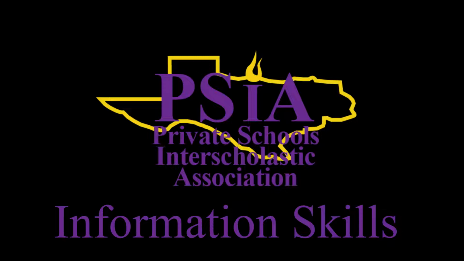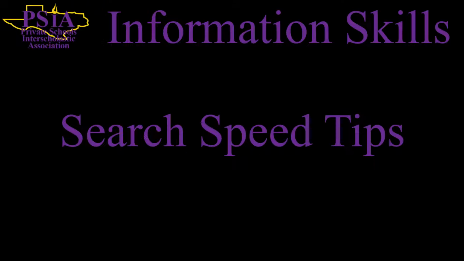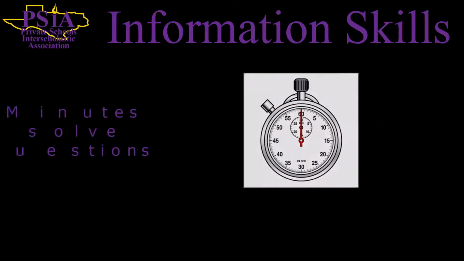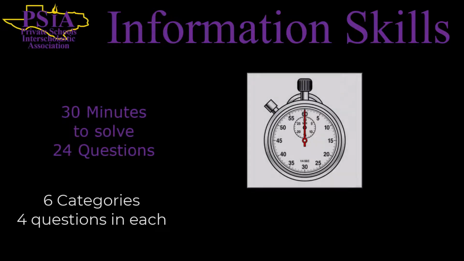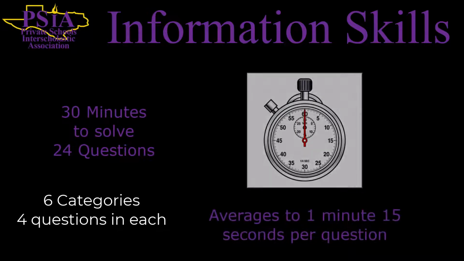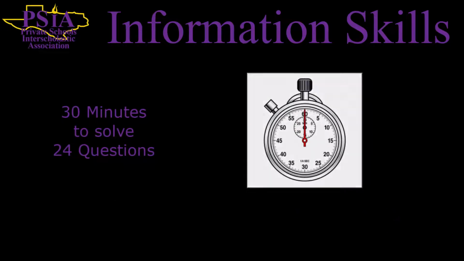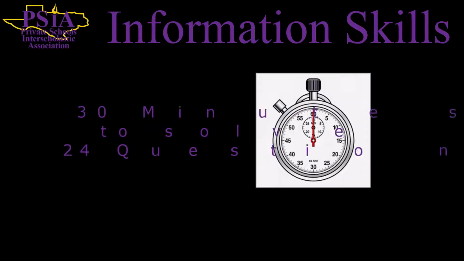In this PSIA information skills lesson, you will receive tips to improve your speed in searching. For the competition, you will have 30 minutes to try to answer 24 questions. That averages to 1 minute 15 seconds for each question. So let's learn some tips to search fast.